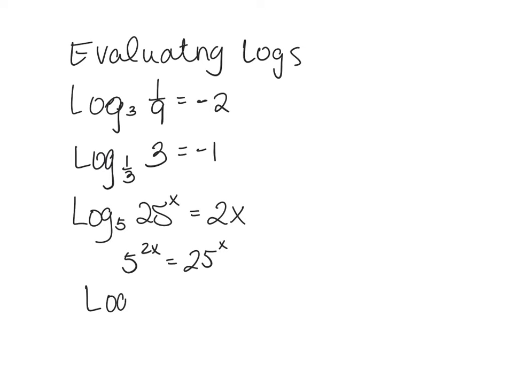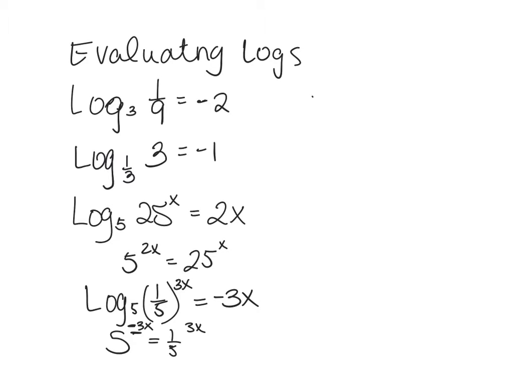And how about the log base 5 of 1/5 to the 3x? Well, we say 5 to what power would give us 1/5 to the 3x power? Well, it's going to have the 3x, and in order to make it the reciprocal, it's going to have to be negative. So negative 3x would be that evaluating. And we can go the other way around.